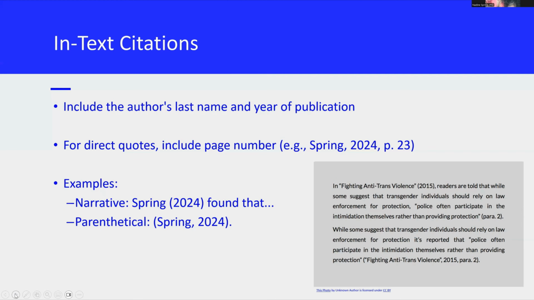In parenthetical citation, you would place both the author's last name and the year of publication in parentheses at the end of the sentence. For example, Spring 2024. Using these formats correctly helps ensure your paper adheres to APA style and provides proper credit to the original authors.